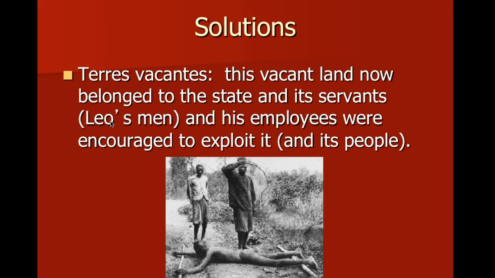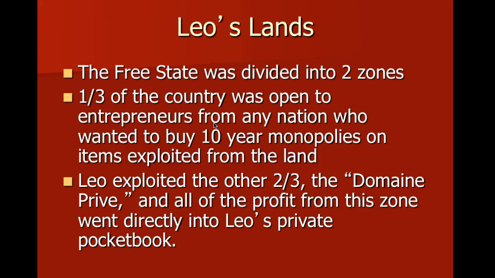Solutions. Terres vacantes. This vacant land now belonged to the state and its servants. Leo's men and his employees were encouraged to exploit it and its people. So he turns to business, and he also comes up with other business solutions. The Free State was divided into two zones. This is what really allowed Leo to make money, make others happy, and make money for himself.